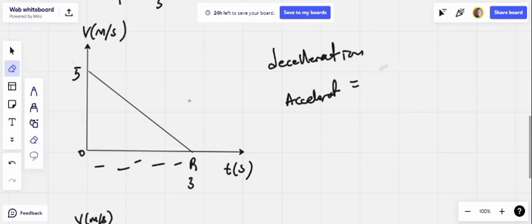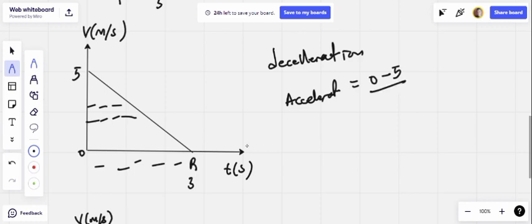Okay, so our v1 here, that's our initial, this thing will be 5, while our final, this thing is 0. As the time increases, the velocity is decreasing. So in this case, our initial velocity is 5. Our final velocity is 0. So that will be 0 minus 5 divided by our initial time is 0. Our final time is 3. 3 minus 0.